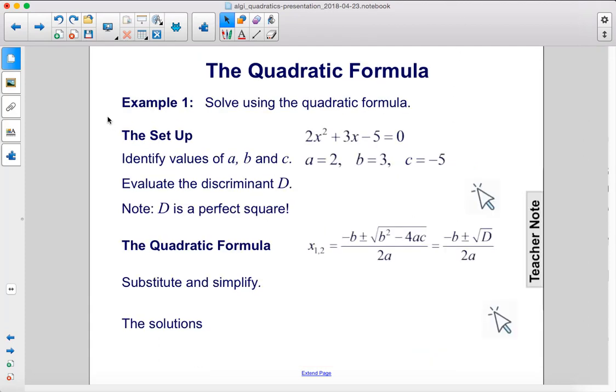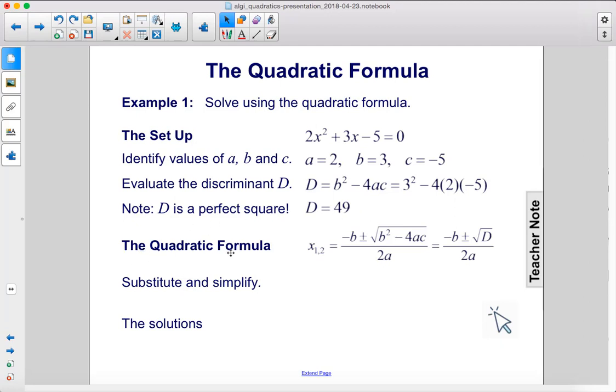Example 1. Solve using the quadratic formula. The setup. We have 2x squared plus 3x minus 5 equals 0. Identify the values of a, b, and c. A is 2, b is 3, and c is negative 5. Evaluate the discriminant d. So b squared minus 4ac equals 3 squared minus 4 times 2 times negative 5, which equals 49. Note, d is a perfect square.